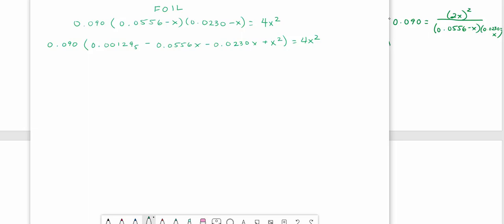So now I need to distribute this 0.090 part. When I distribute this 0.09, I multiply 0.09 times 0.001295, I get a value of 0.000116. So when I distribute this, I'm going to start writing this in scientific notation. I think that's going to end up easier.